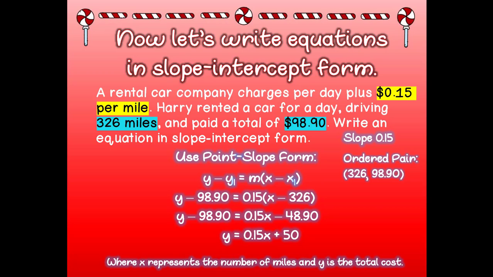So what I would look at here is the 50, which is obviously your b value, or your y-intercept, must be the charge per day, and then 15 cents per mile after that. So that's your reoccurring value, that's your slope.